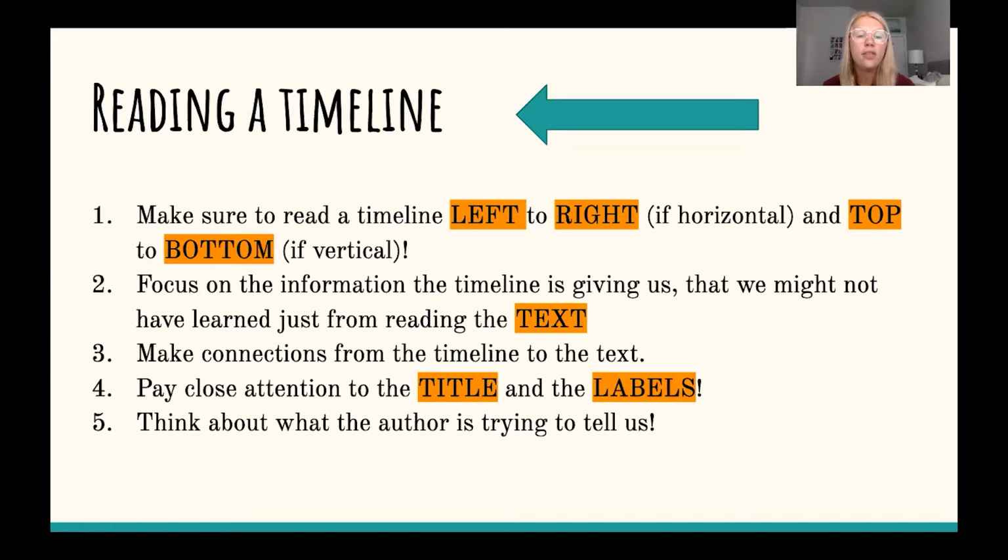And number 5, think about what the author is trying to tell us. If an author has included a timeline in a text, it's probably there for a reason. So think to yourself, why did the author include this? What is the importance of this timeline?